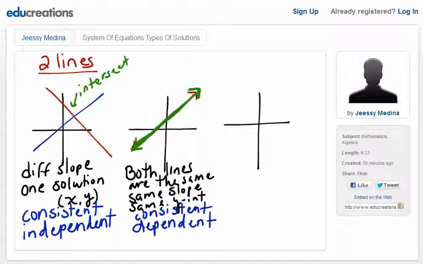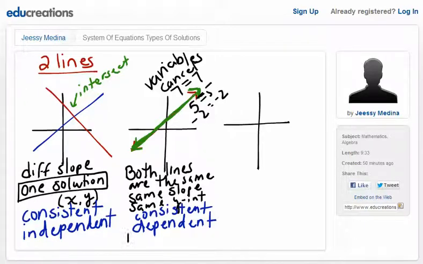And heads up, when you solve something like this, the variables cancel out, and you get something like 7 equals 7, or 5 equals 5, or -2 equals -2. Right, and when you get something like this at the end, you know that this is the case of the same line on top of each other. It's a consistent dependent system.